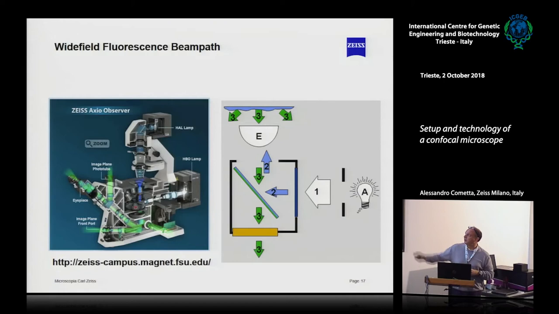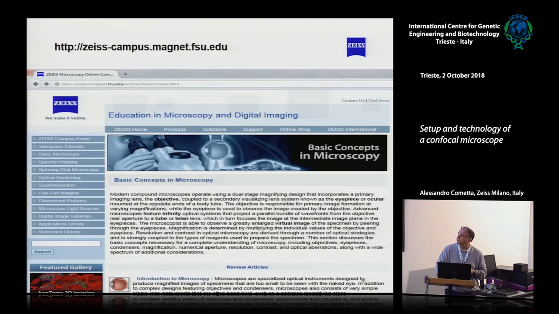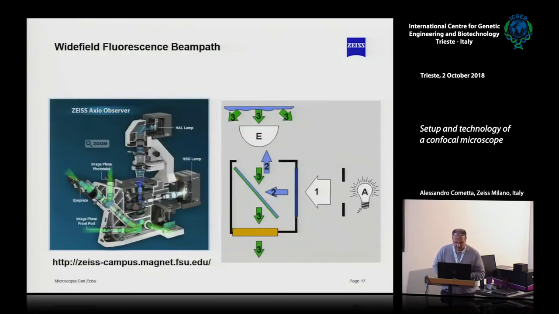So, as told before, the filter tube is just opposite, so lens and excitation filter, dichroic, objective, and down to your eyepiece. If you are interested in this technique, just look at the Zeiss campus. You just type in Google Zeiss campus, and this is the very first entry. There is a lot of information on basic microscopy, from the lamp to the super resolution microscopes. So if you just need some information, you can go there. There are also some interesting tutorials, like, as an example, this one.